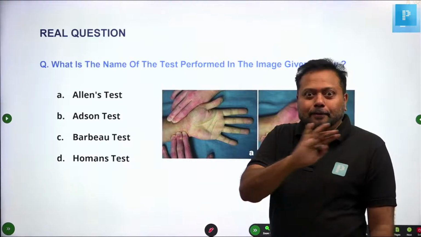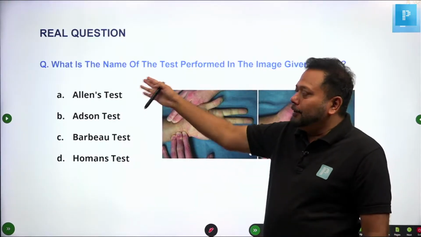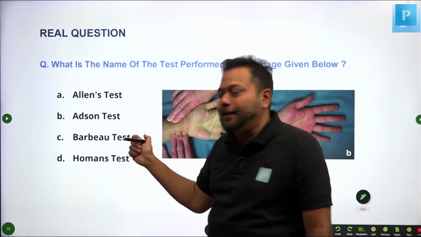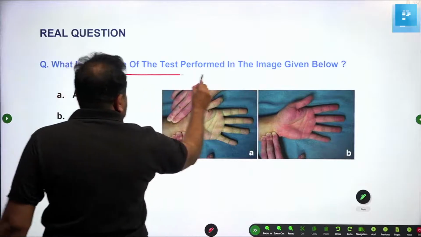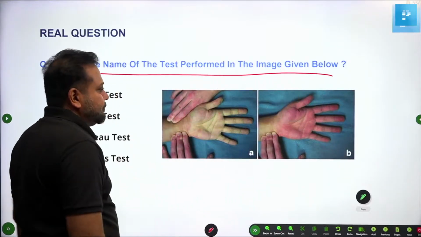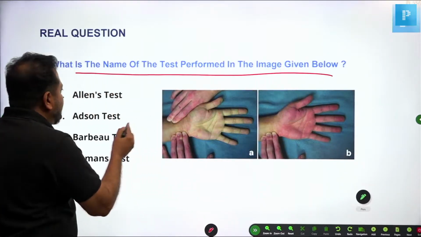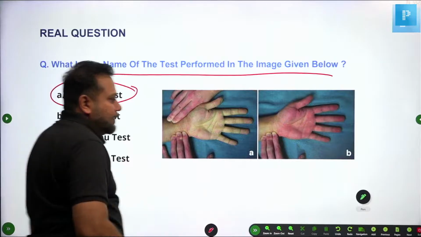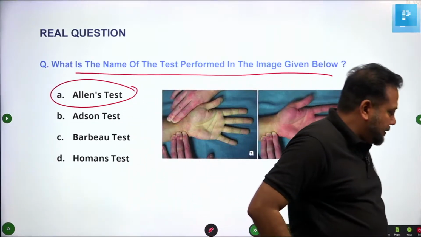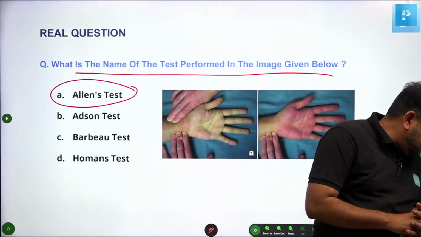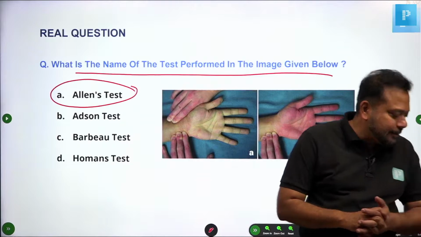Now we are going to learn. This is the real question that was asked in INICET. What is the name of the test performed in the image given below? This is called Allen's test. Good. Yes, Allen's test.